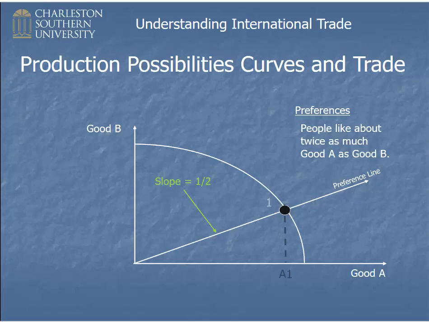Now the next thing to think about, oh yeah, I'm sorry, I left this off. So given our constraints, given our production possibilities curve and our preferences, we would locate here and we would produce A1 units of good A and B1 units of good B, and that's the best we could do.